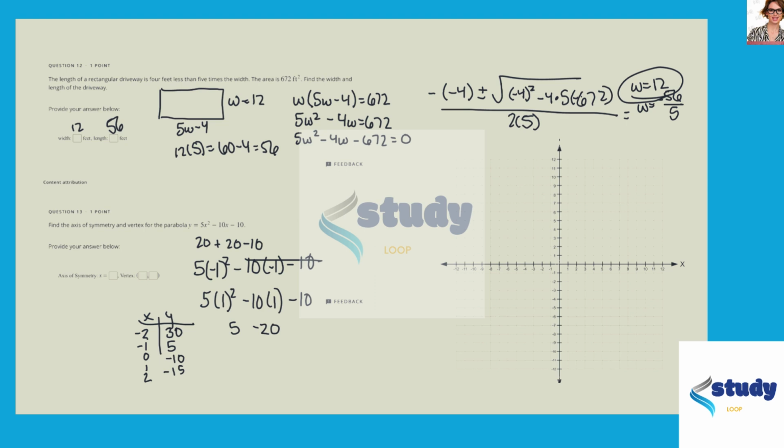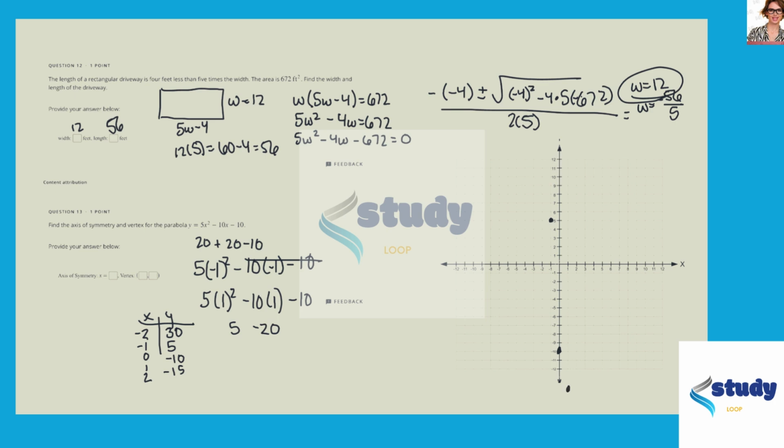And then if I have a positive 2, so that's negative 2 and 30. Then I have negative 1 and positive 5. I have 0, negative 10. I have 1 and negative 15, so it'd be somewhere down here.